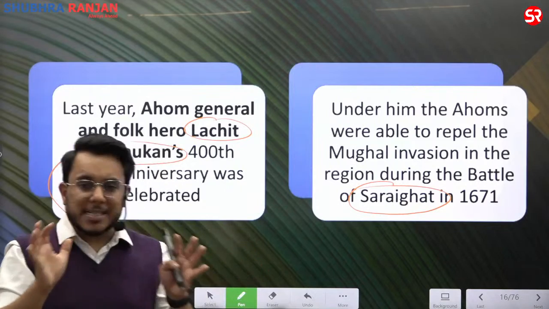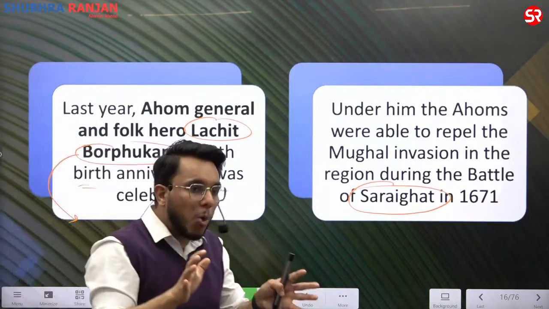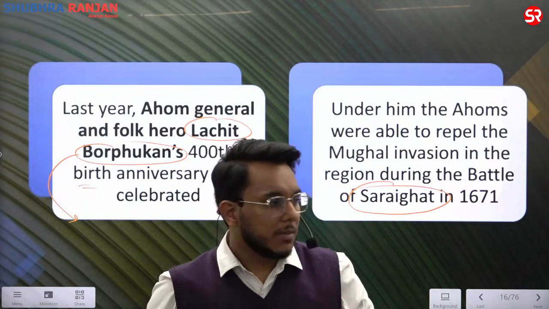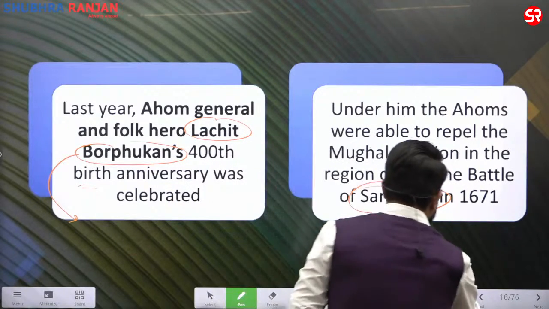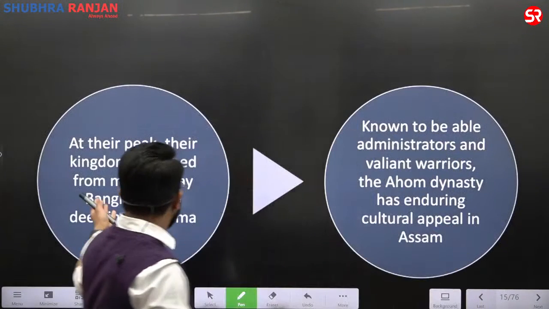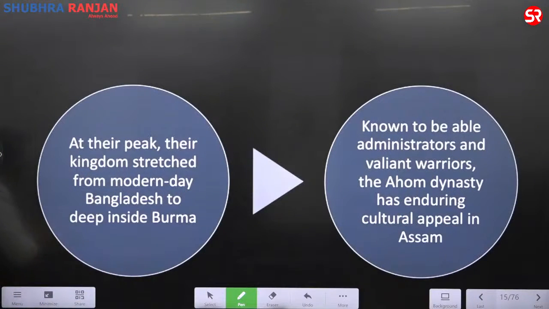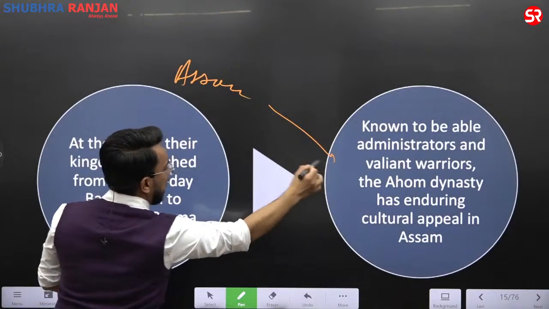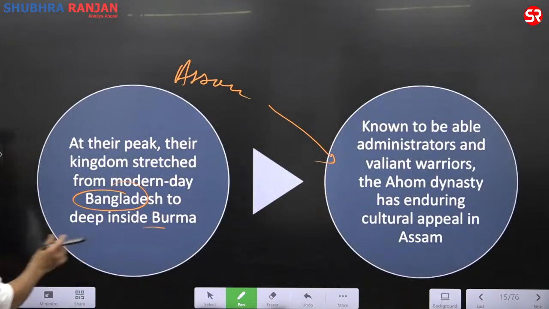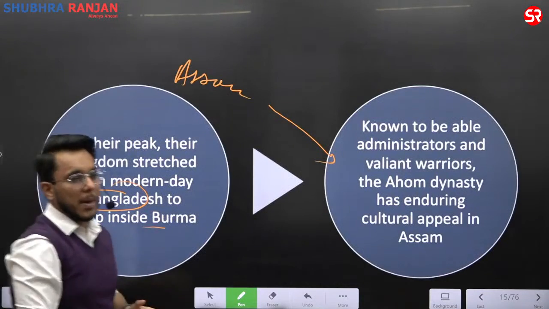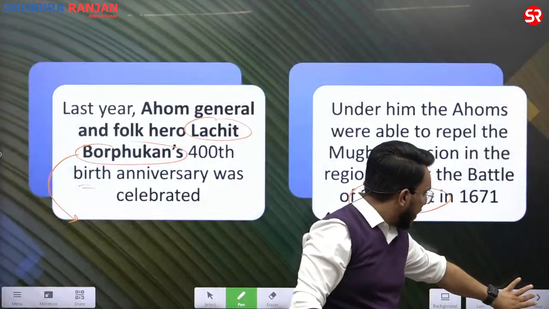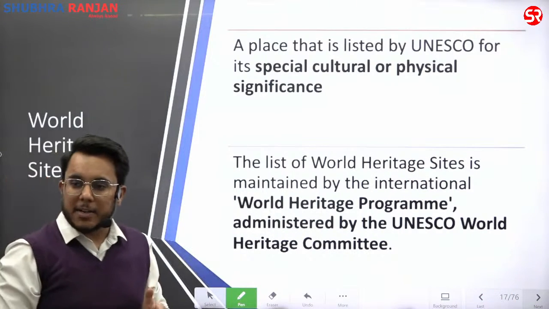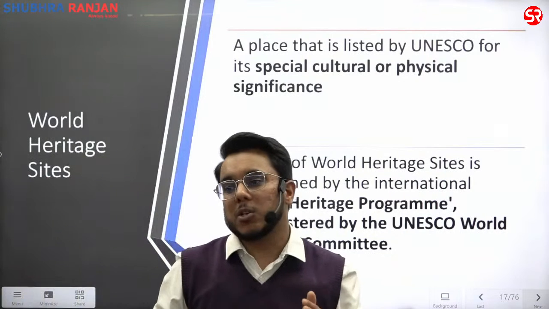These are the bits and pieces you should know about the Ahom dynasty, because these moidams belong to the Ahom dynasty. Is it clear or not? When we talk about the Ahom dynasty, I have told you this kingdom stretched from the region of Assam till modern-day Bangladesh, even till the regions of Burma. And if this particular site is selected, then it will become the first cultural site from Northeast India.